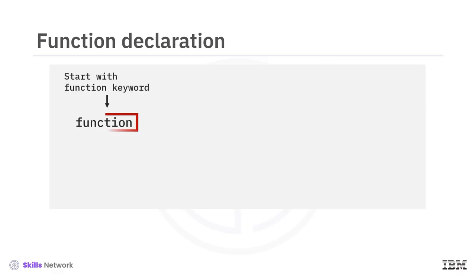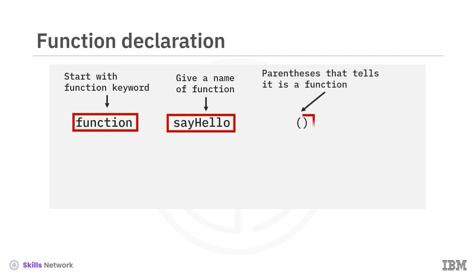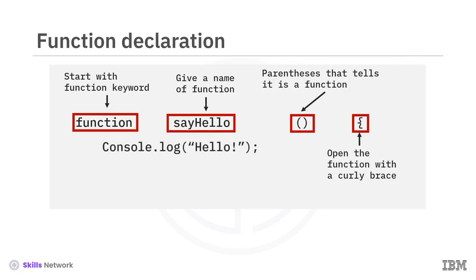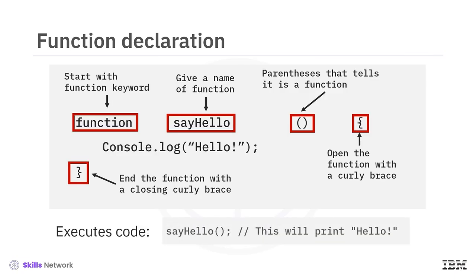The first step is declaring a function. You can declare a function using the function keyword, followed by a name, enclosed parentheses, and the function's code enclosed in curly braces. Here's a basic example. After declaring a function, you can call it by using its name followed by parentheses. When you call a function, it executes the code within its block.